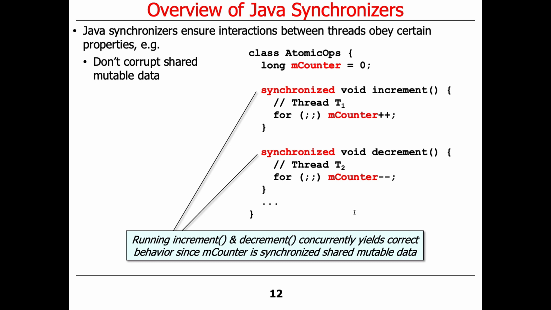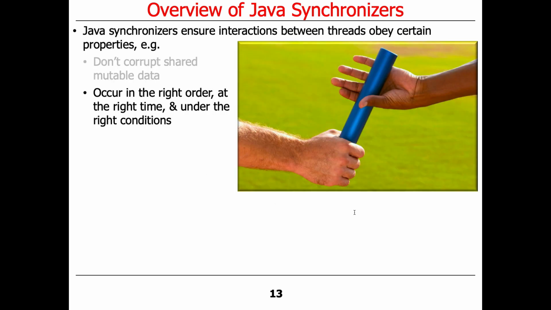So that's one common capability of a Java synchronizer. There's lots of other stuff that they do, but that's one of the common things that they do. And of course, we're going to talk a lot more about this, and we'll talk about what synchronized does, and we'll talk about other aspects of this like visibility and so on.